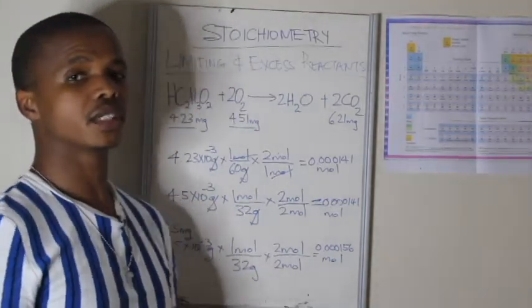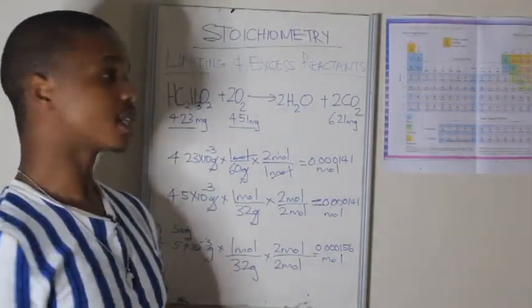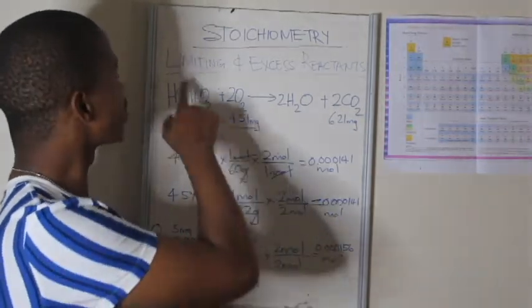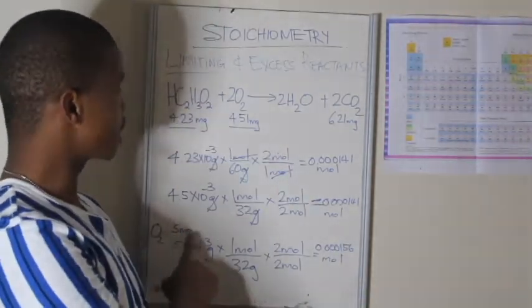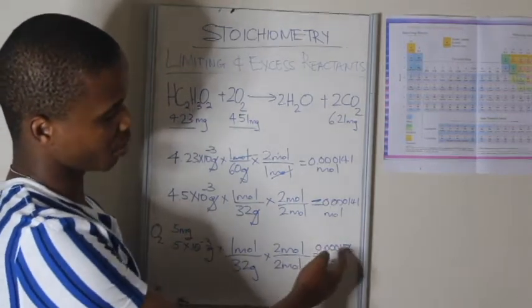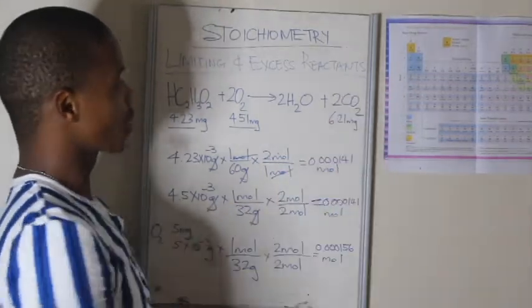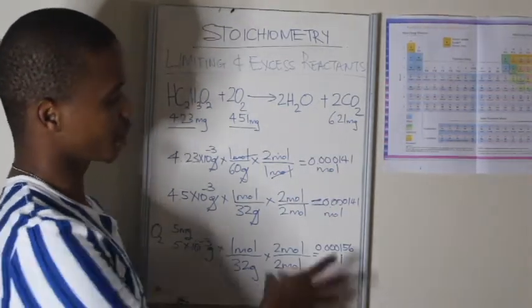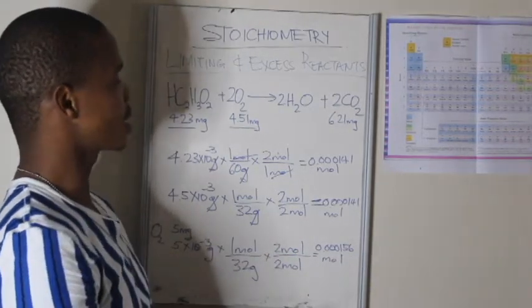Now, in a situation where your reaction is 4.23 milligrams of acetic acid and 5 milligrams of oxygen, oxygen would give you a higher number of moles if you relate it to carbon dioxide. And then this would mean oxygen is the excess reactant.